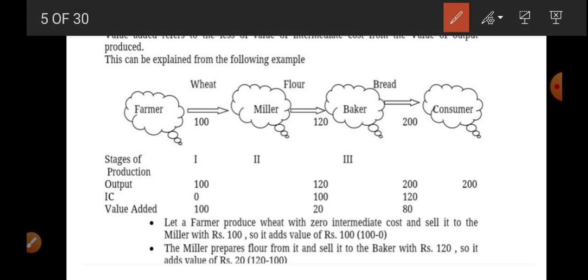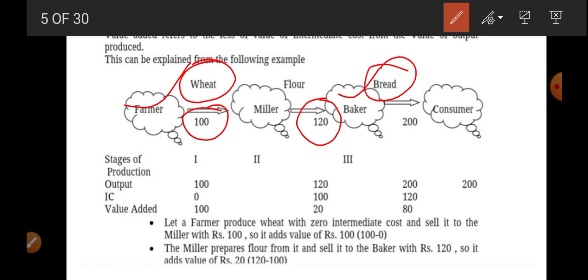Okay, now here is the whole process. Suppose a farmer produces wheat and doesn't purchase anything from the market. That is, wheat, fertilizer, labor, land, everything he uses is his own. Okay, the wheat he produces he sells to a miller at 100 rupees. Now this miller, the flour mill, converts this wheat into flour and sells it at 120 to a baker. Now the baker converts this flour into bread and sells it at 200 to the consumer.